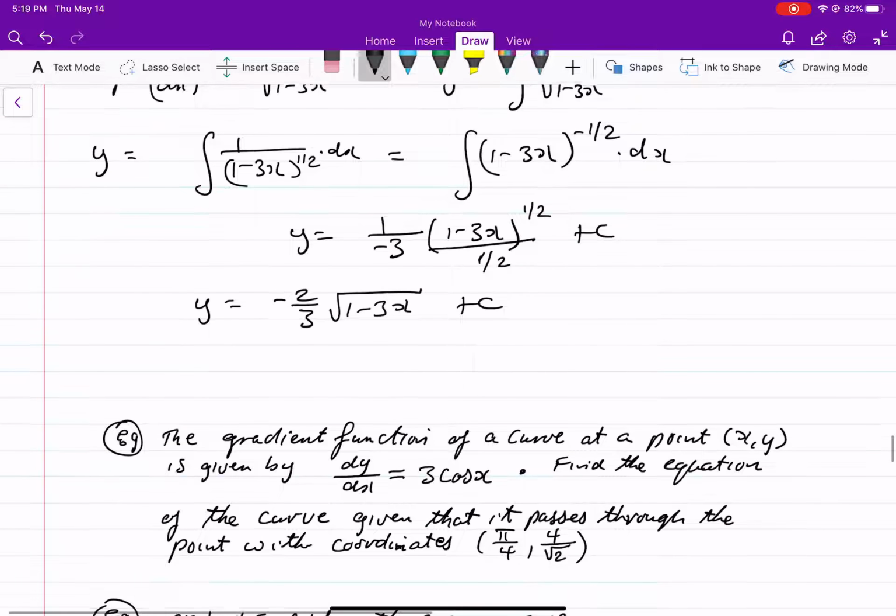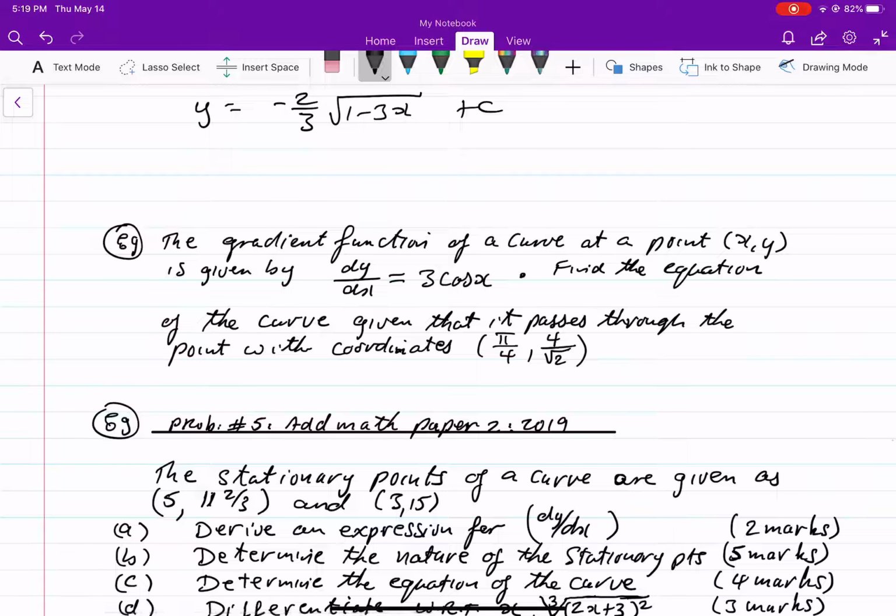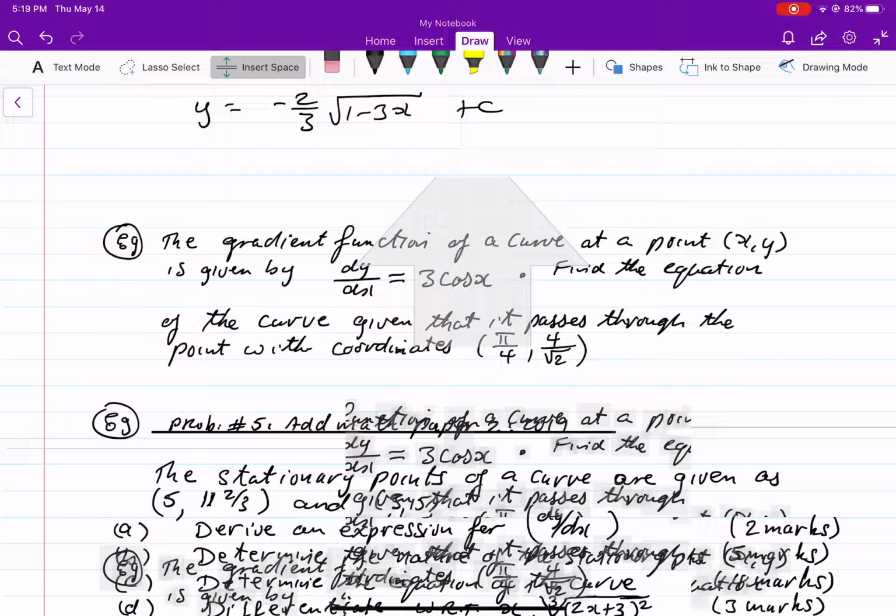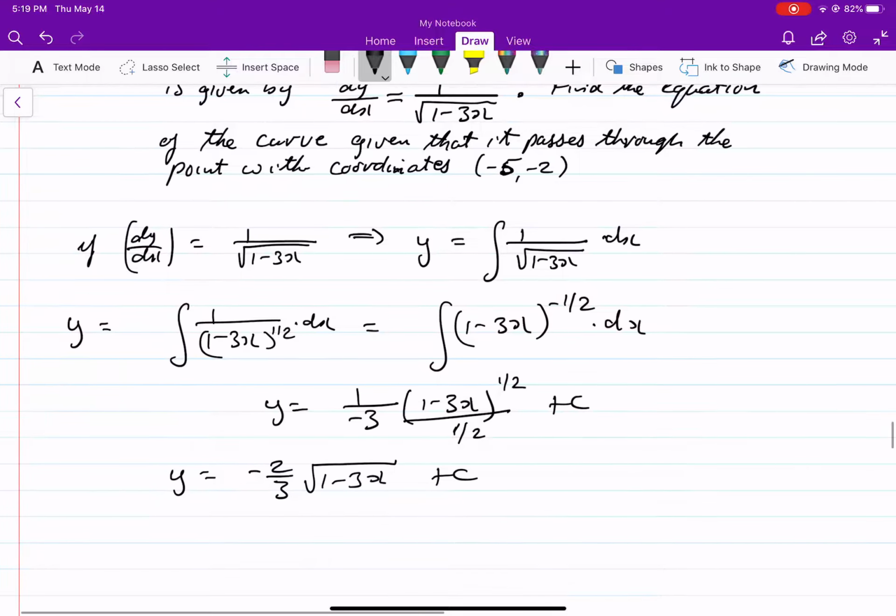Now, this represents a family of curves like I said above. The only way I can find this specific curve is if I know a point through which the curve passes. And they told me the curve passes through the point with coordinates minus 5, minus 2.